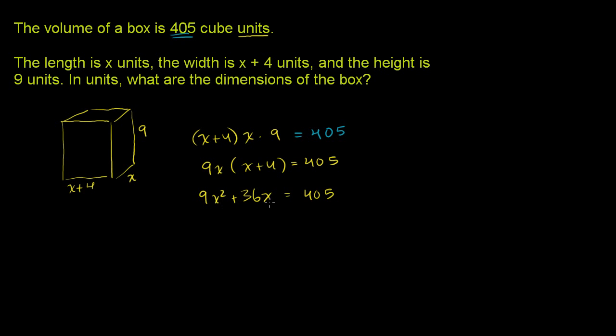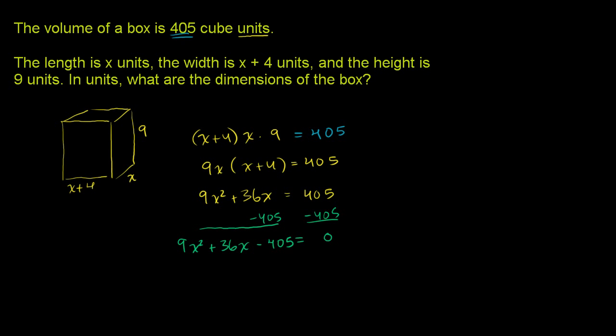Now, we want our quadratic expression to be equal to 0. So let's subtract 405 from both sides of this equation. When you do that, your right-hand side equals 0, and your left-hand side is 9x squared plus 36x minus 405. Now, is there any common factor to these numbers? Well, let's see, 405: 4 plus 0 plus 5 is 9, so that is divisible by 9. So all of these are divisible by 9.